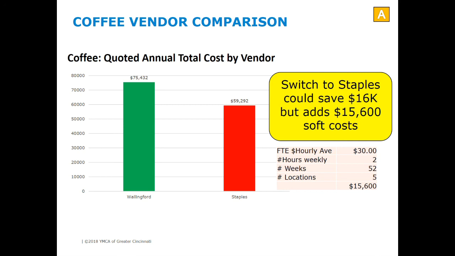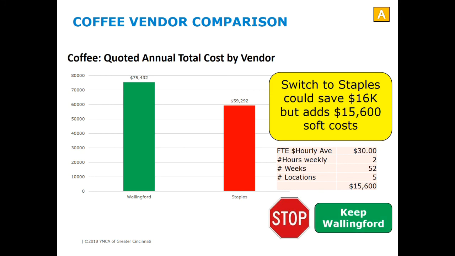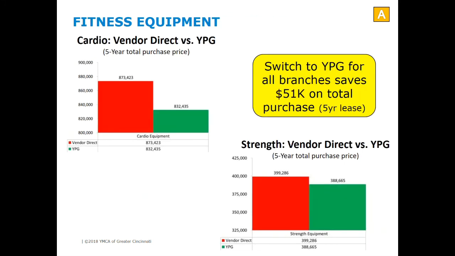Although it would save $16,000, it would also nearly add the same amount in employee time, which we call soft costs. Therefore, no change was implemented for coffee supplies. The big savings for this project came in consolidating fitness equipment vendors to YPG for all branches.